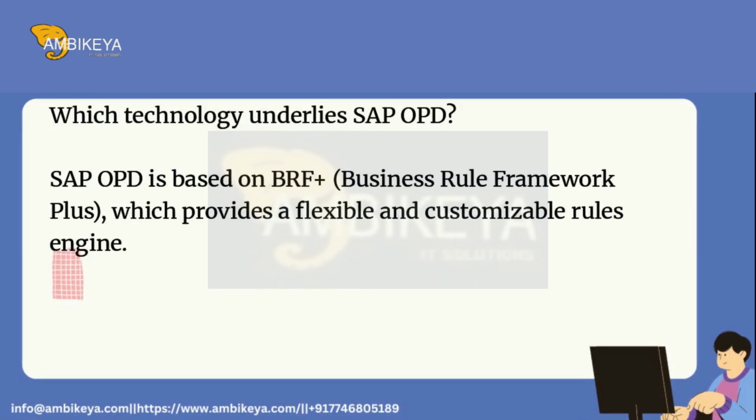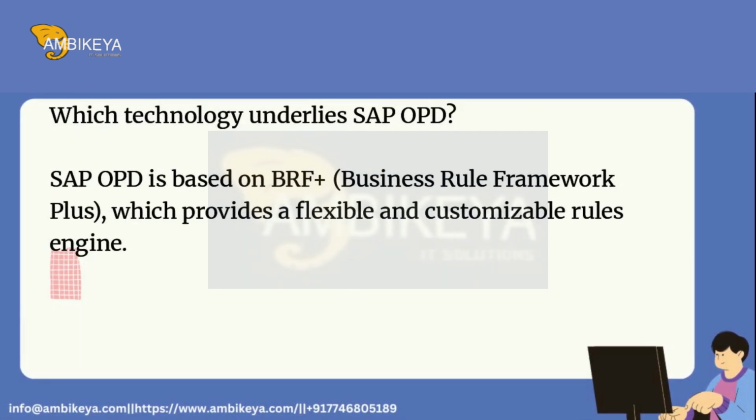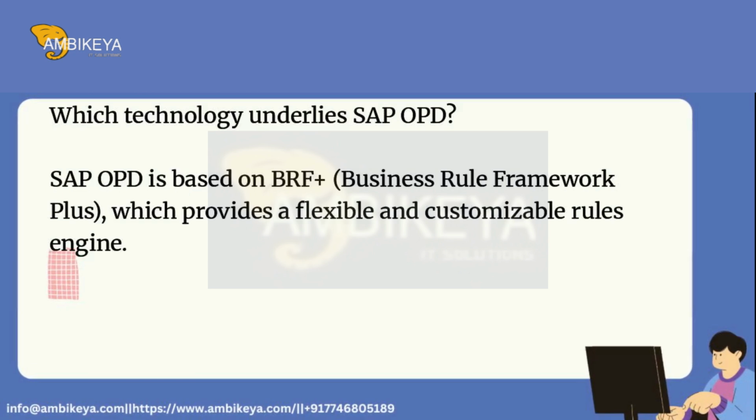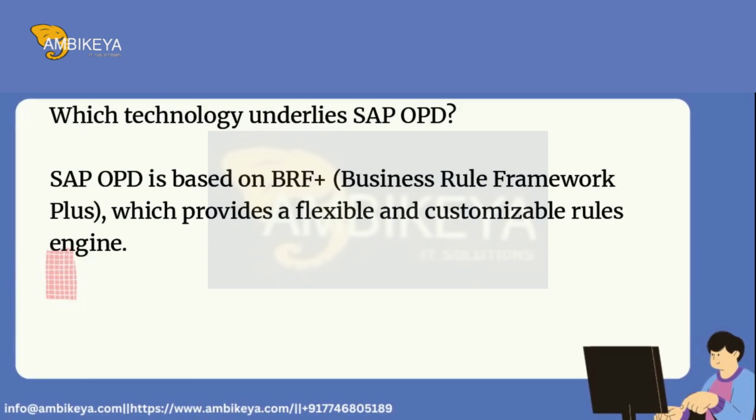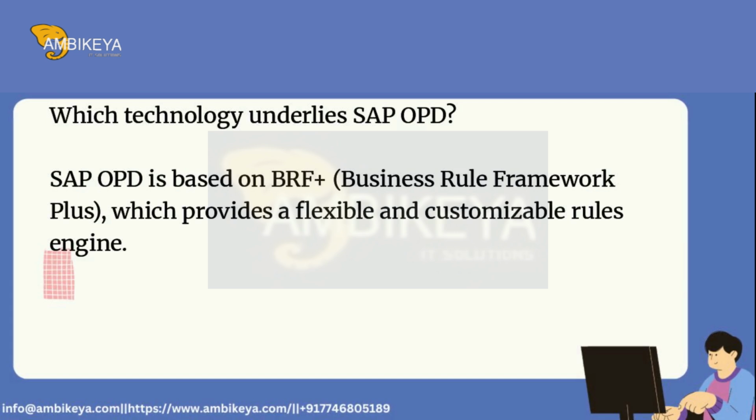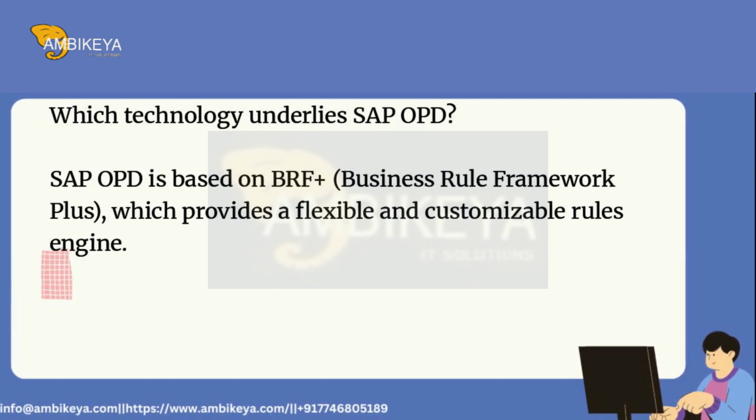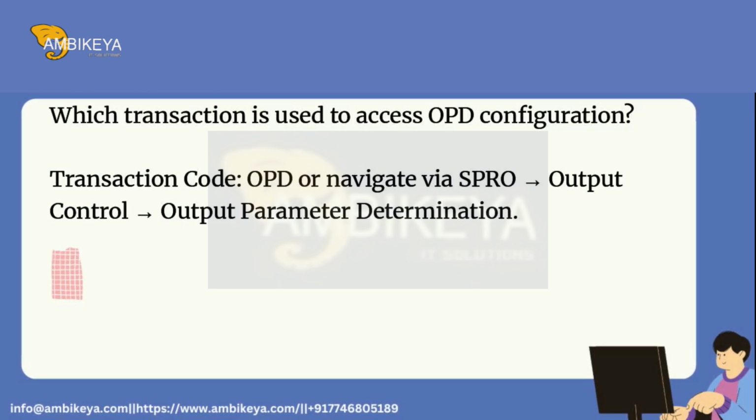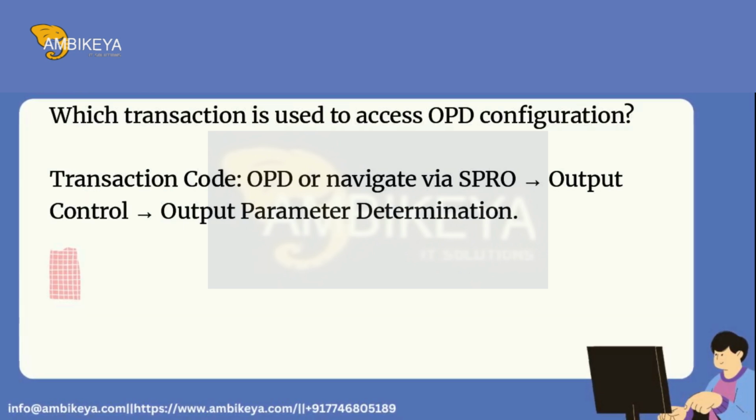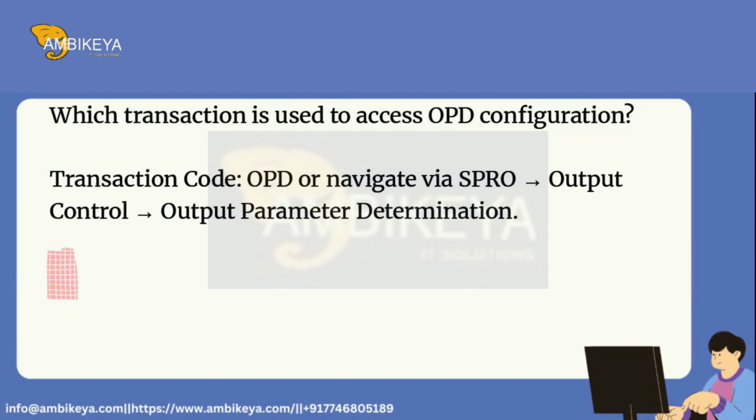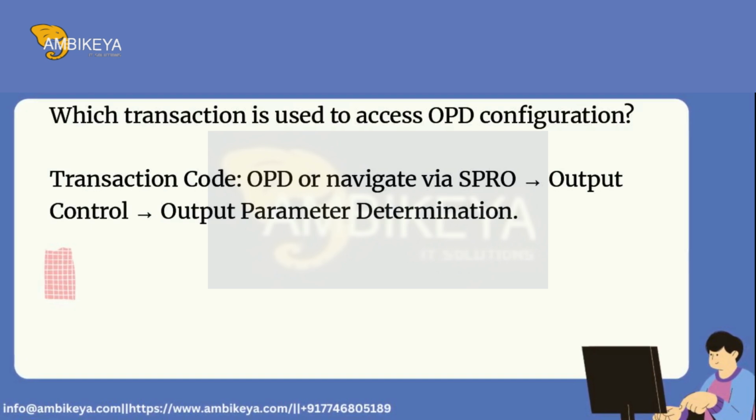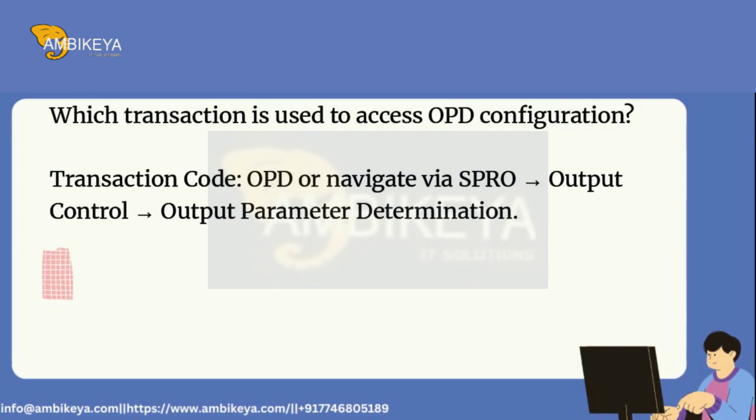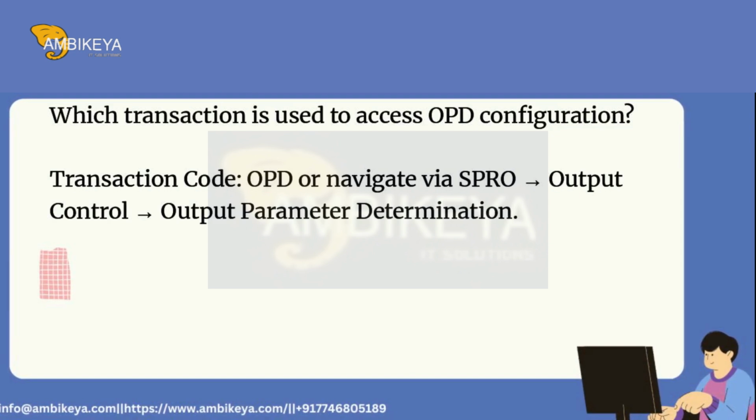Which technology underlies SAP OPD? SAP OPD is based on BRF+, Business Rule Framework Plus, which provides a flexible and customizable rules engine. Which transaction is used to access OPD configuration? Transaction code OPD, or navigate via SBRO, output control, output parameter determination.